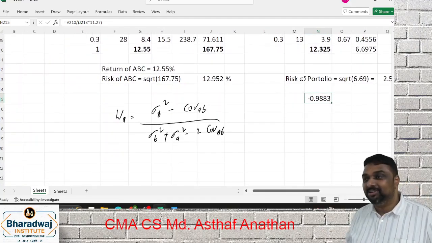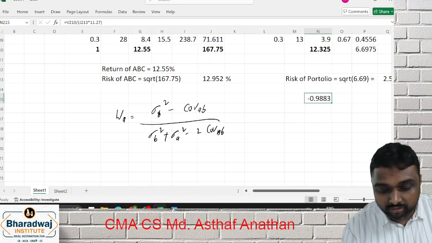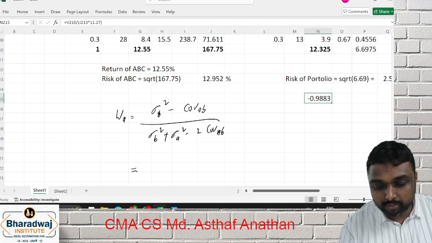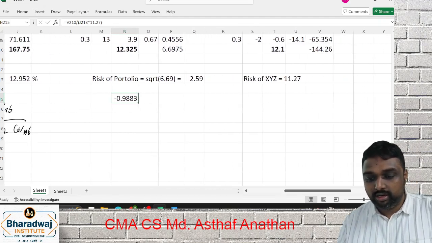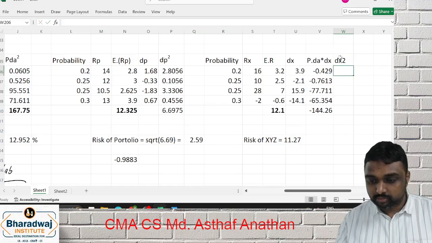Weight of A is equal to variance of B minus covariance AB. So how will you approach it, my dear friends? Variance of B. Variance of B means just now we did this variance. Okay. This variance also, GX square.